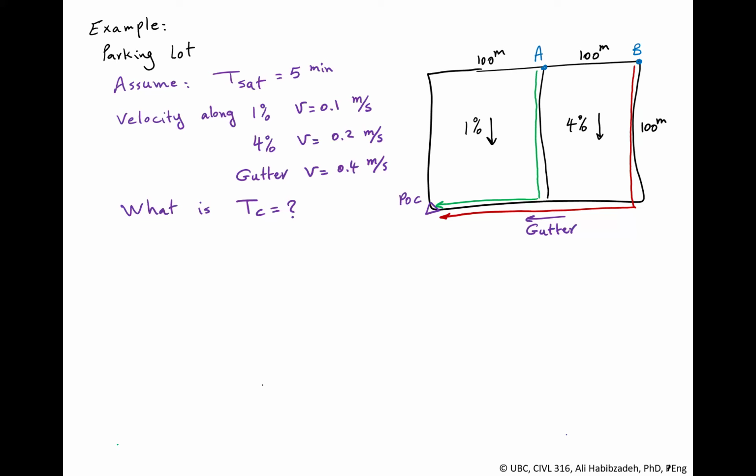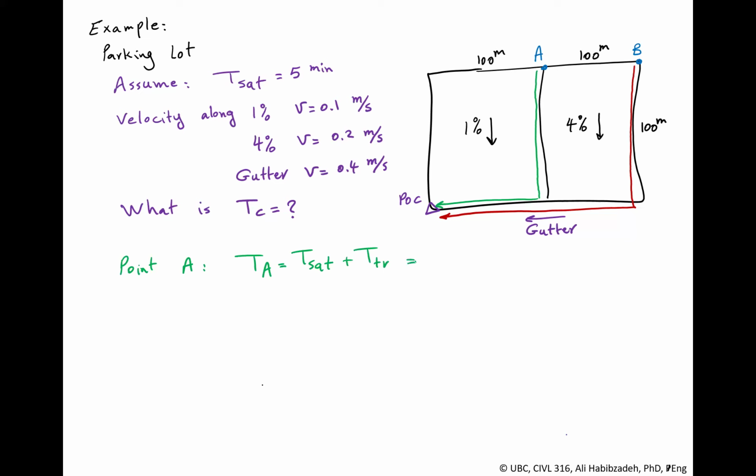So that's why we're picking the top right corner, which is farthest from POC. Let's look at both of them. I'm going to say point A, the first one. What is the time of concentration from point A? So TA will be equal to T saturation. Rainfall starts, we have to saturate the surface first, so that's always there, plus travel time, TTR.